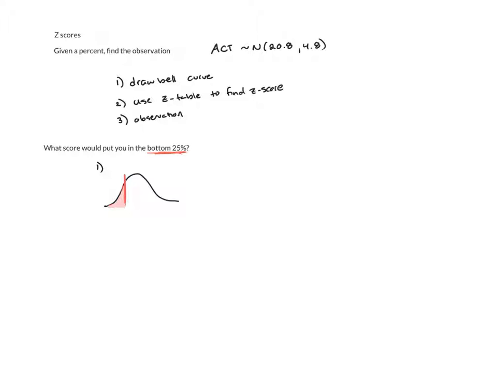Now, this right here is 25%, so what I'm going to do is label it as 0.2500. That is the decimal form of 25%, and I'm putting 4 decimal places on there because that's what my z-table gives me. Next step I'm going to do is use the z-table to find the z-score. So let me go ahead and paste that in.